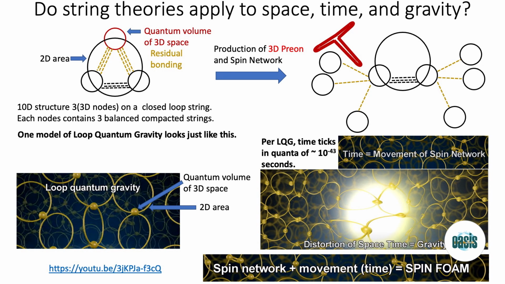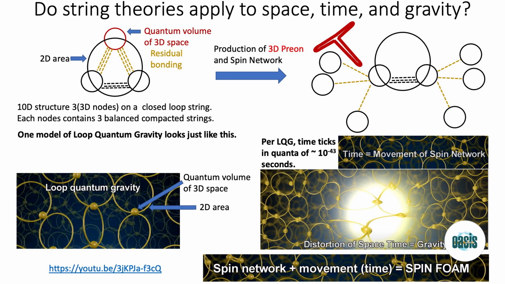Well, here's one way you could do it, keeping with compacted dimensions. If you had 3D space and you had 3 units of that and stuck them on a string, that'd be 10 dimensions, time makes 11. And you could have residual bonding between the dimensions, holding it all together. And you could pop out one of these as a 3-dimensional preon and leave the rest, which now have residual bonding energy, which would form associations with their neighbors. Kind of works. Still requires compacted dimensions, though.